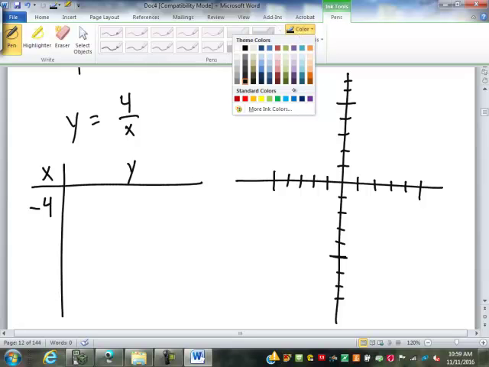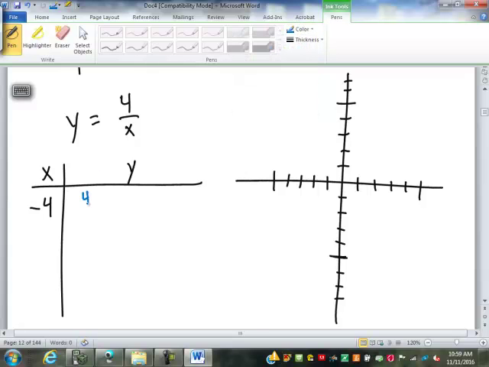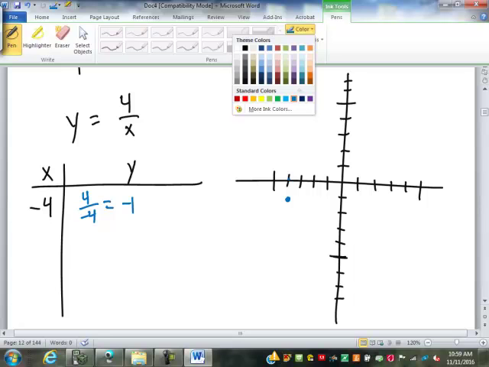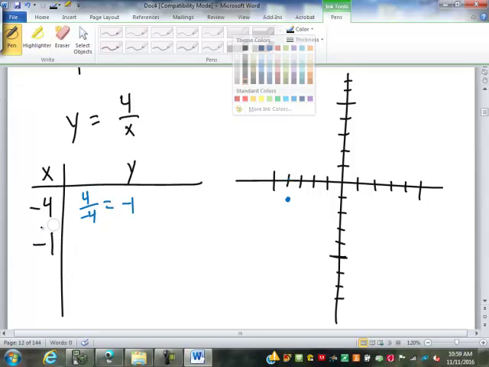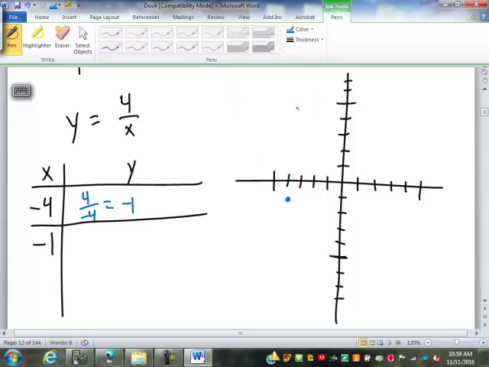So, if x is negative 4, y is 4 divided by x, 4 divided by negative 4, which gives negative 1. So x is negative 4, y is negative 1, right there. Let's try negative 1 for x. If x is negative 1, 4 divided by negative 1 is negative 4. So x is negative 1, y is negative 4, right there.